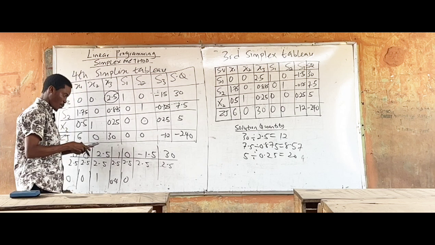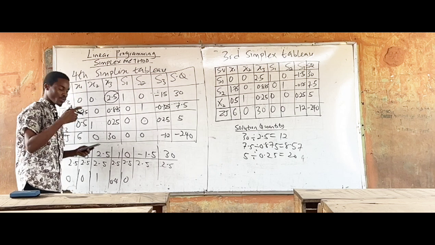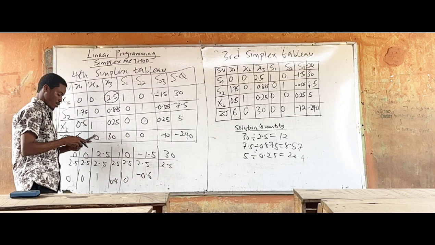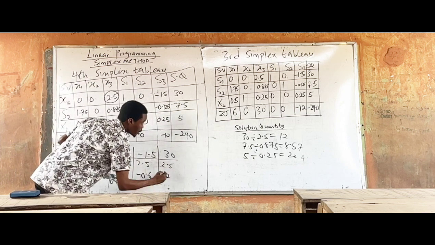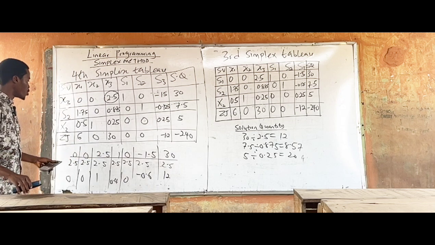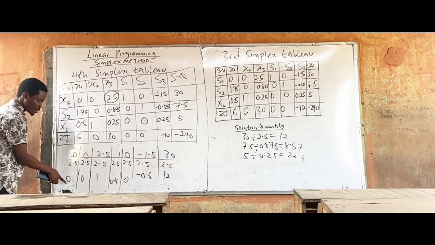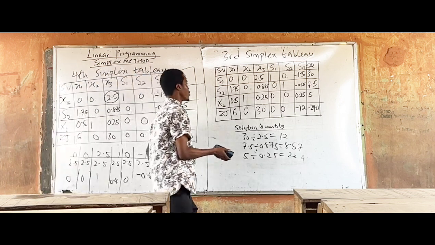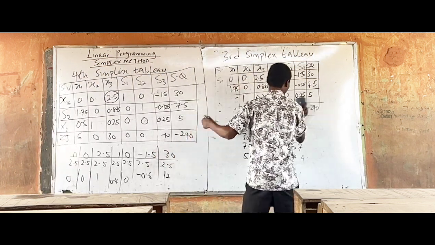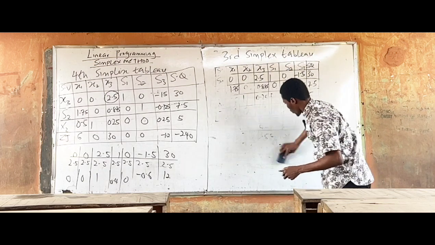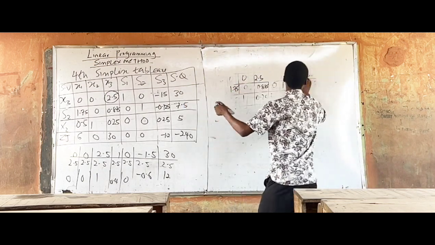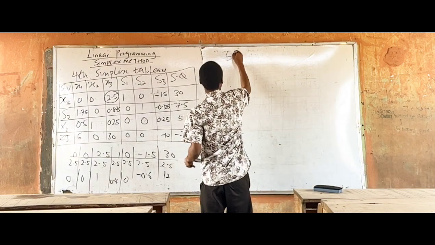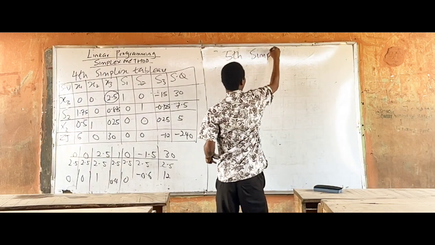Minus 1.5 divided by 2.5, I got minus 0.6. Then 30 divided by 2.5 is 12. It means I have to draw my fifth table so that my elements here will now be 0, 0, 1, 0.4, 0, minus 0.6, and 12. So my fifth simplex tableau.